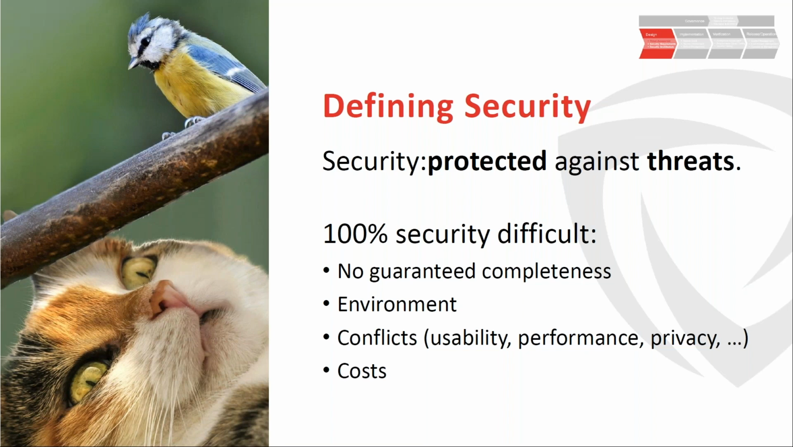But this also means that 100% security is difficult because we can never know all the threats that we have. And also, the environment has a big influence. Or there may be conflicts between security and usability, security and performance, or security and privacy. And of course, sometimes security can be simply too expensive. So we should not strive for 100% security. We should strive for a system that is secure enough.